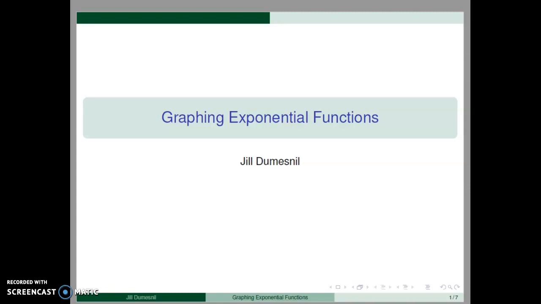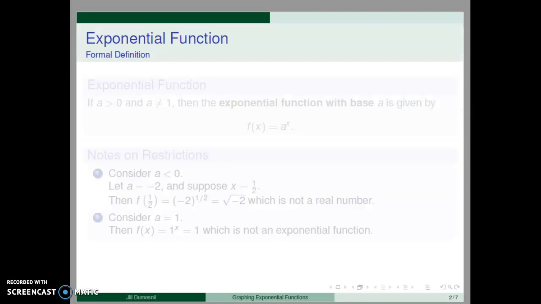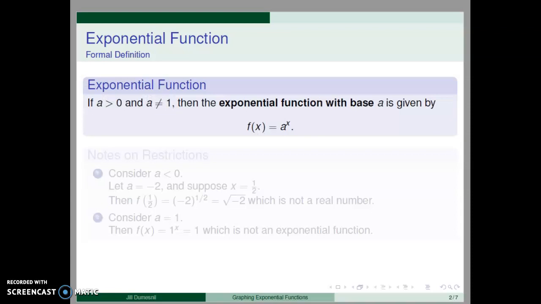In this video, we consider the graphs of exponential functions. Let's begin by reviewing the formal definition of exponential functions. For positive a not equal to 1, the exponential function with base a is given by f of x equal a to the x. We might need to elaborate on the two restrictions that a is positive and not equal to 1.